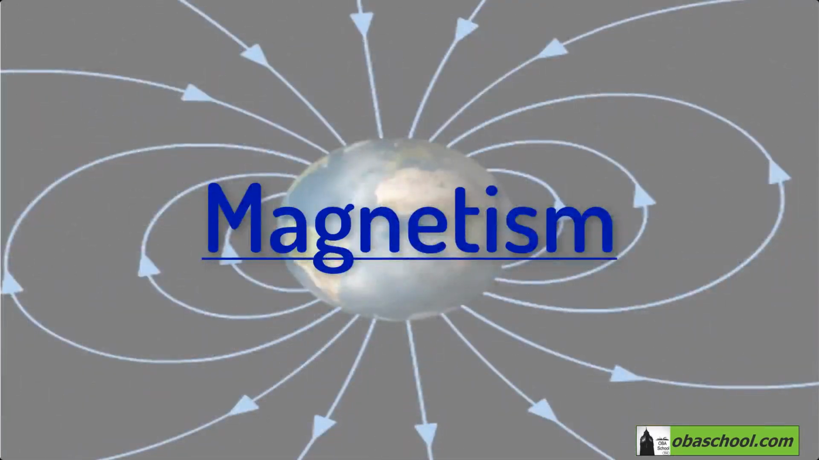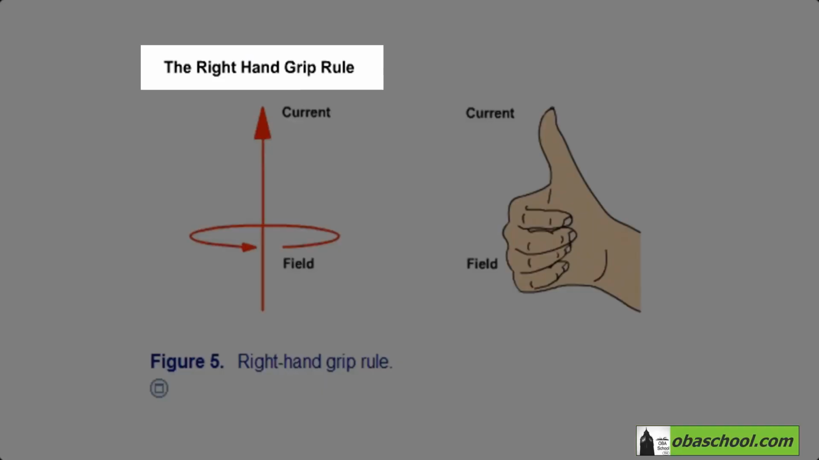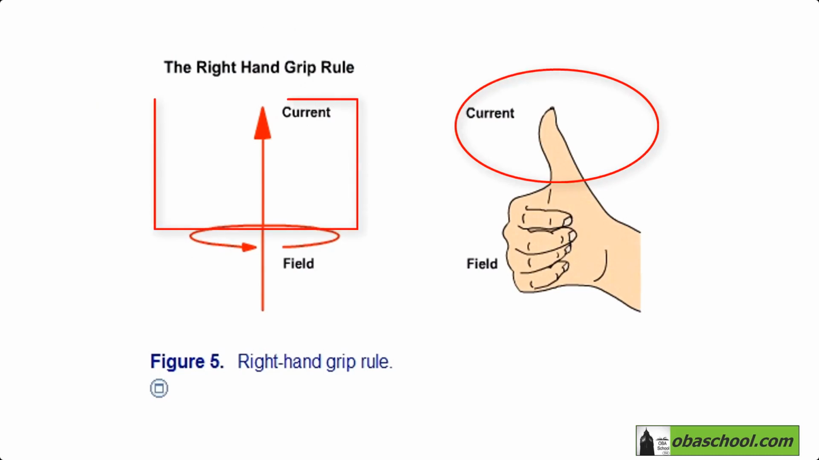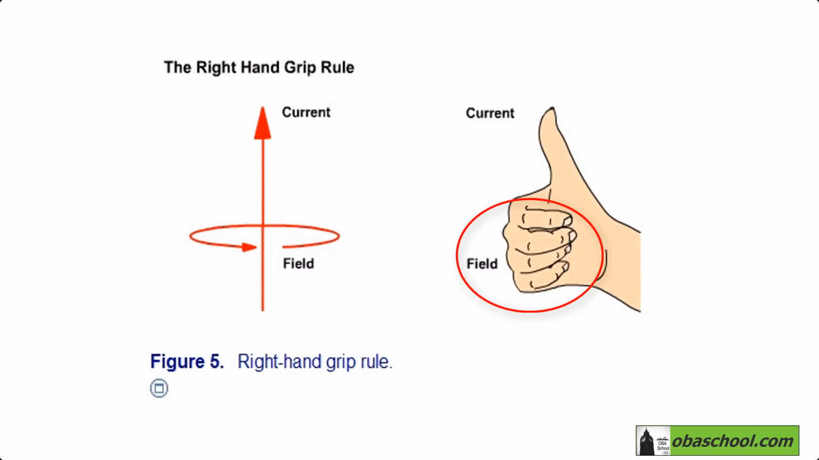Hi! In this video, we will continue the new chapter about the magnetic fields. There is an easy way to find the direction of the magnetic field. It's called the right-hand rule. So imagine gripping a wire with your right hand. Your thumb points in the direction of the current, and your fingers curl around the wire in the direction of the magnetic field.